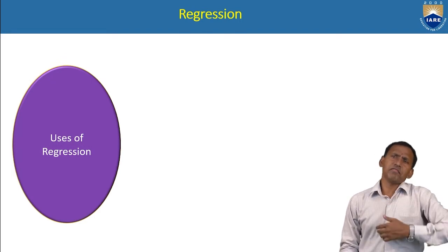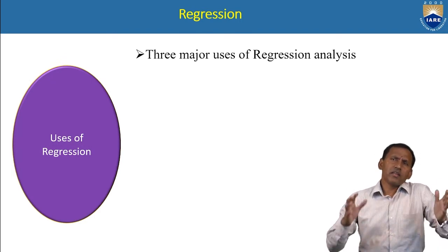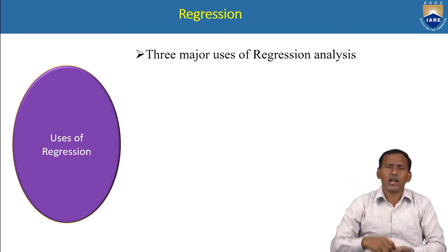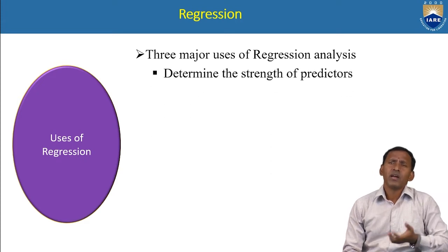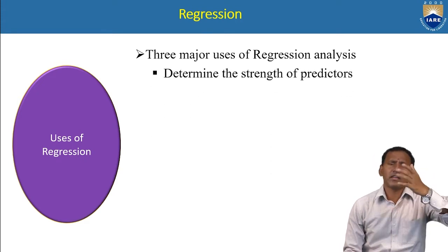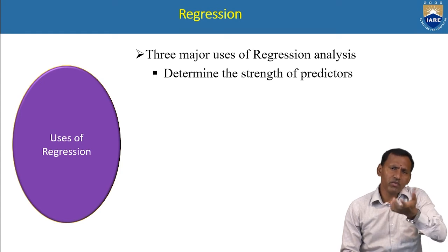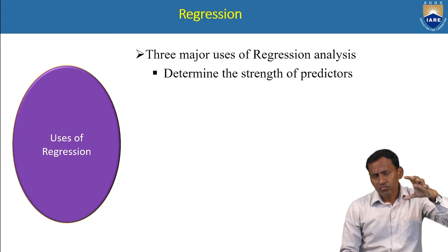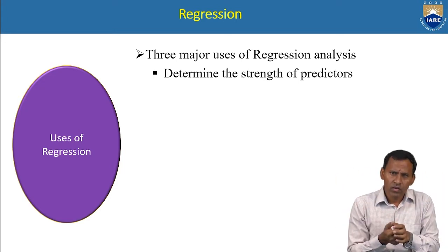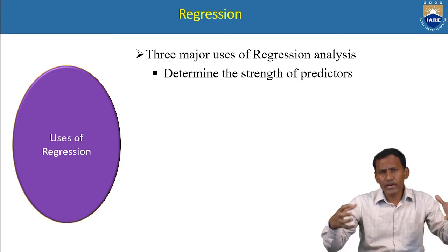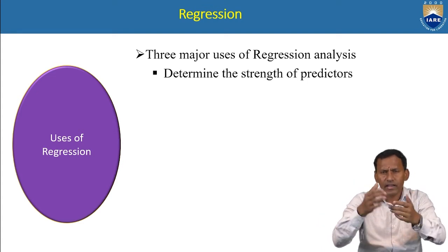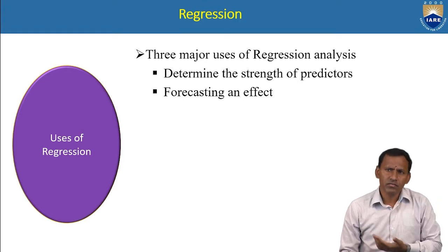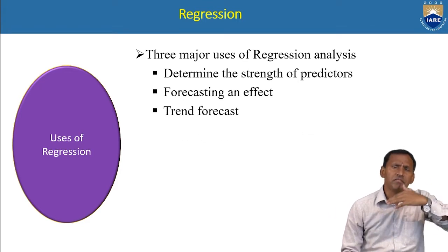Now, uses of regression. There are 3 major uses in regression analysis. The first one, determine the strength of predictors. By using regression analysis, we can predict the demand forecast, salary, how many students will get employed in upcoming years. And coming to forecasting an effect. And the third one is trend forecast.